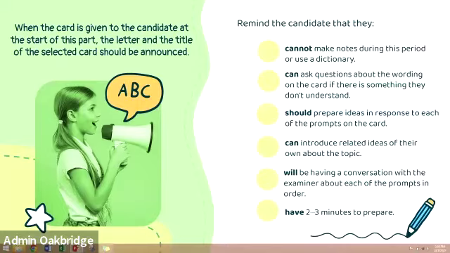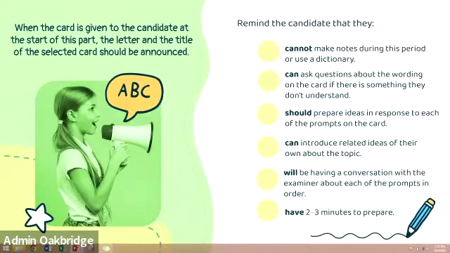Number two, you can ask questions about the wording on the card. If there is something that you don't understand, maybe a word, you are allowed to ask questions. Remember this. Number three, you should prepare ideas in response to each of the prompts on the card. In part C, you're given 2 to 3 minutes. Once you have read the topic card and gone through the 5 prompts, you should mentally prepare what you are going to say for each and every prompt. You cannot skip any of the prompts. You must use all the 5 prompts.